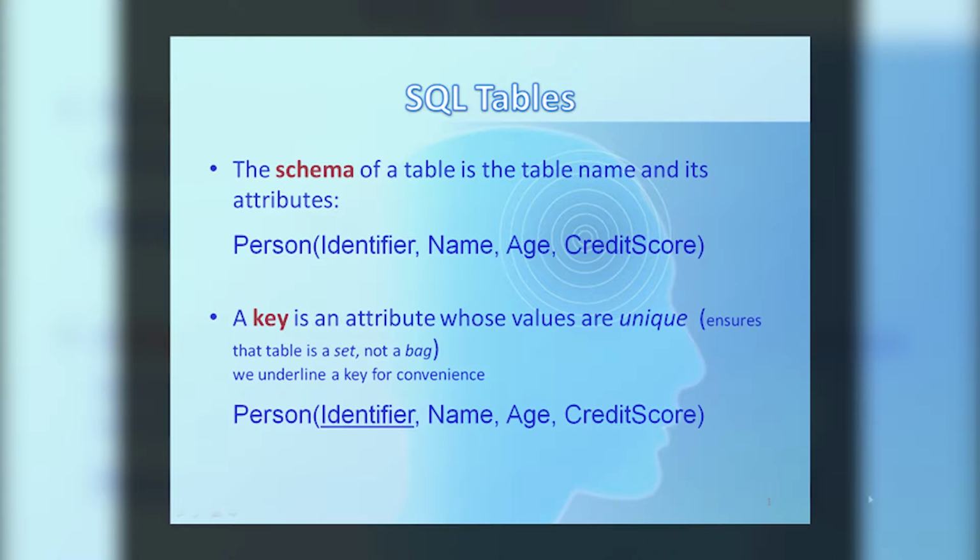SQL tables. The schema of a table is the table name and its attributes: person, identifier, name, age, and credit score. A key is an attribute whose values are unique. In this table, there is identifier attribute. We underline key for convenience.